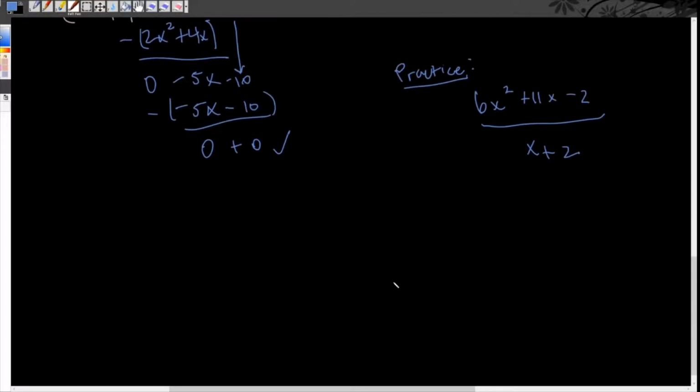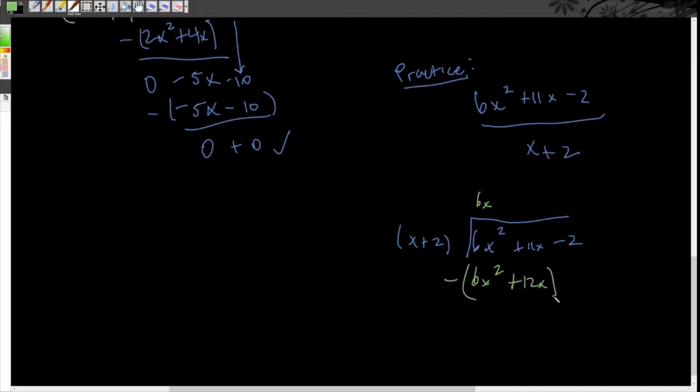Cool. Let's go ahead and do this. So we have 6x squared plus 11x minus 2 divided by x plus 2. So let's have our solution in green. We need something times x to be 6x squared. So this is 6x times x, we get 6x squared. 6x times 2, I get 12x.